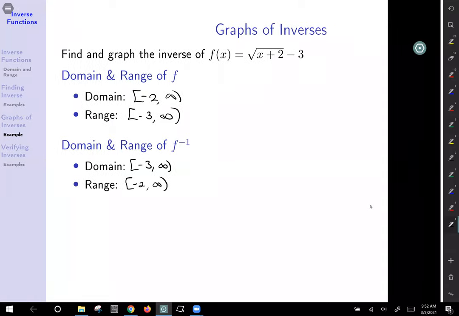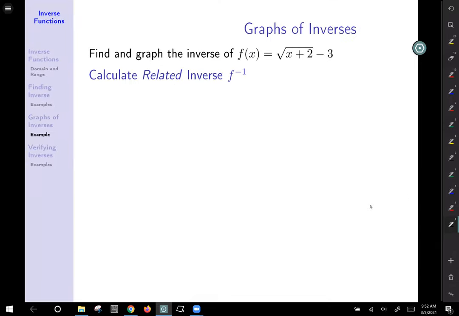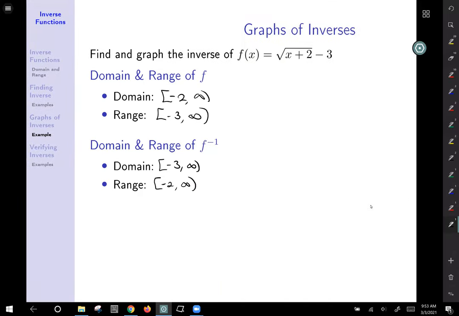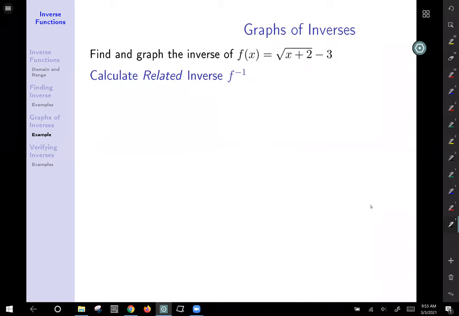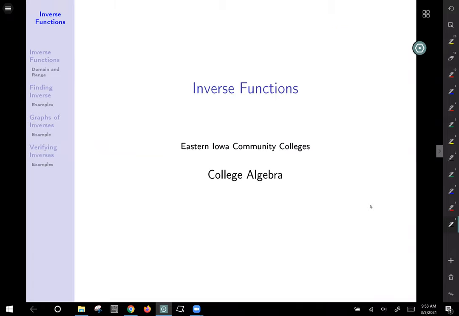Okay, so that covers domain and range, the first part of this puzzle. All right, so domain and range. Next thing, we need to calculate this inverse. So to do that, we're going to rewrite this thing. Graphs of inverses.